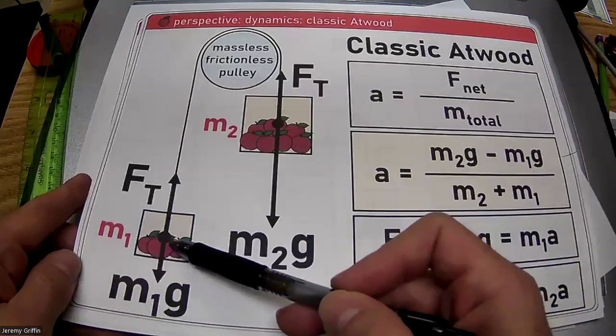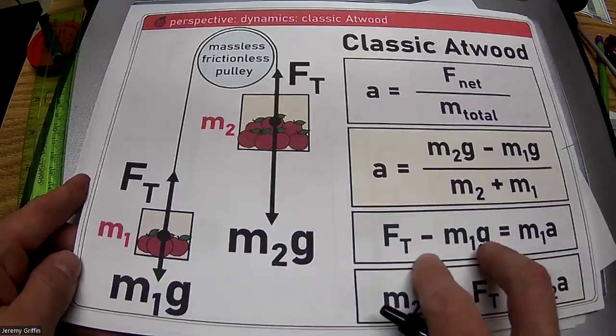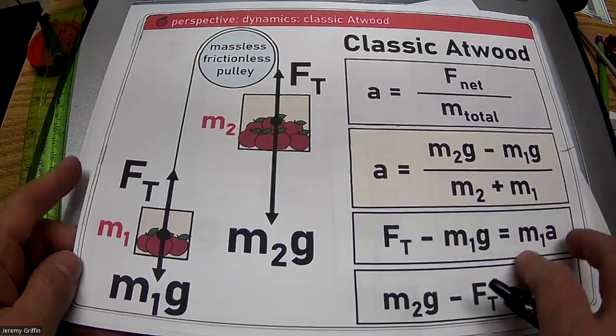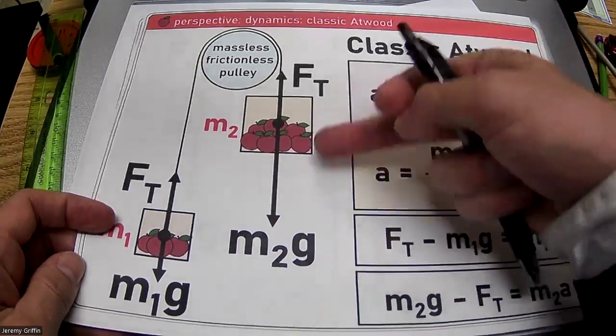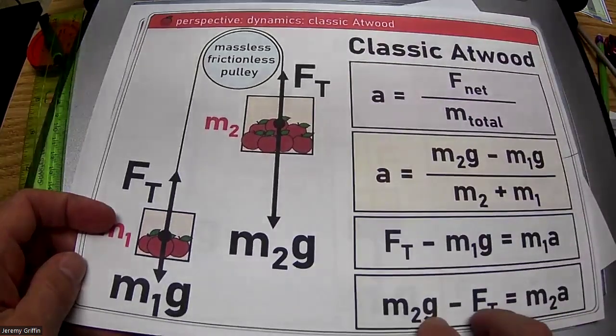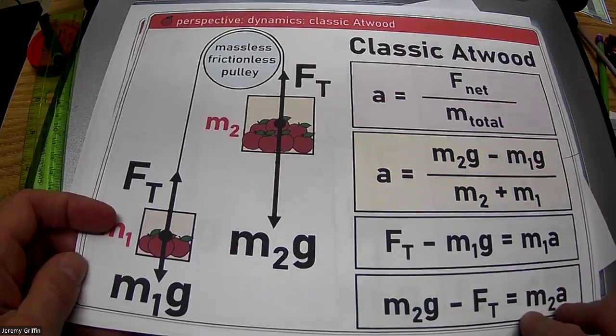So like this mass 1, it's got tension up and weight down. That could be the net force there, driving mass times acceleration for block 1. Or from the perspective of block 2, I got weight down minus the tension up. And that's the net force driving block 2 to accelerate.